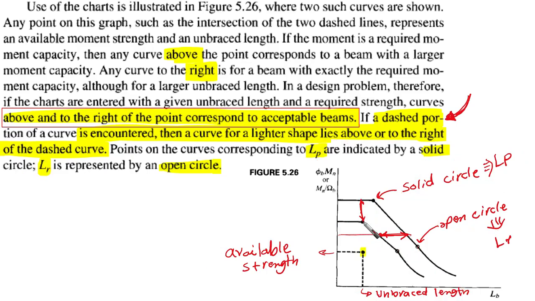Okay, you are going to find this is a solid, open circle. This is solid, this is open. So for each curve, for each shape, we have different values. This is the LP limit, and this is LR, the proportional limit. Okay, I hope that you understand what we have mentioned up till now.